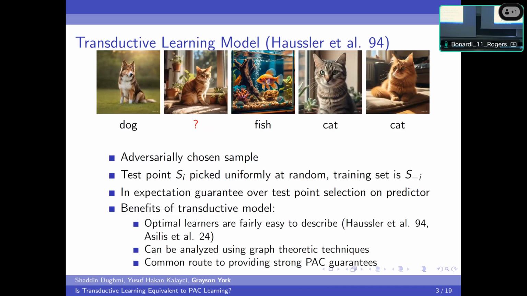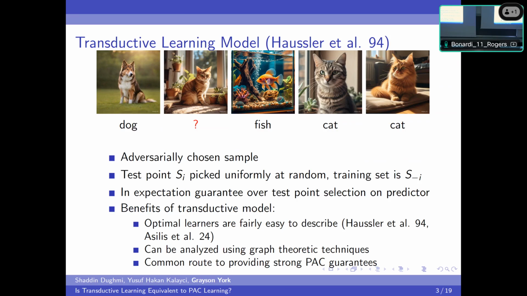So we're going to try to train a learner on all of the data points except for the test point, test on the test point, and our goal is going to be to output a predictor which has low in-expectation error over the uniform selection of the test point. So we're giving up our high probability guarantee in exchange for an in-expectation guarantee, but we're giving the adversary a lot more power in that the adversary can now fully specify the sample that we're learning.